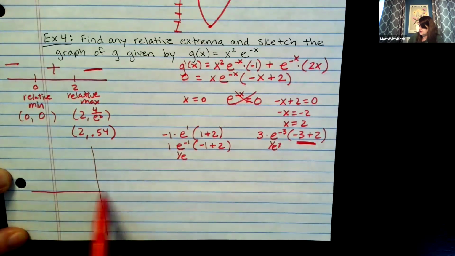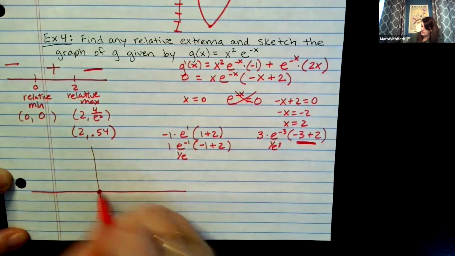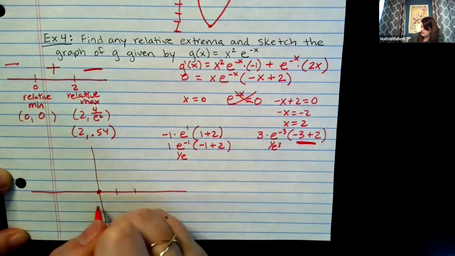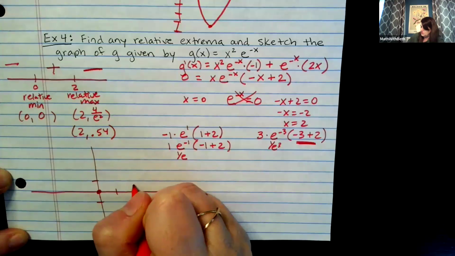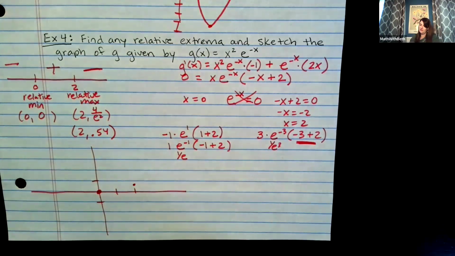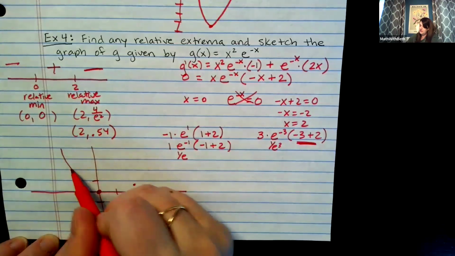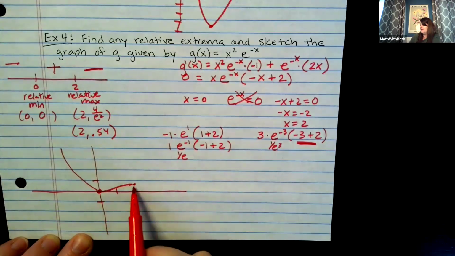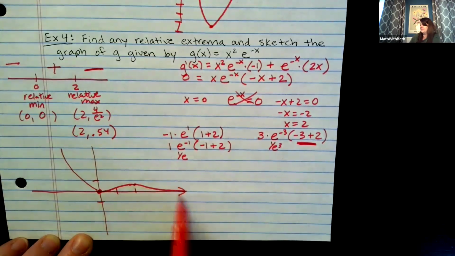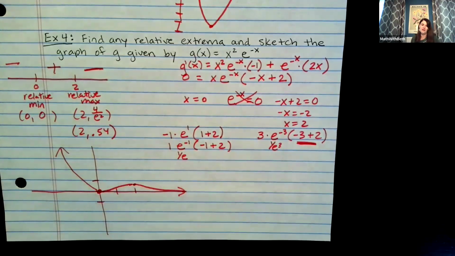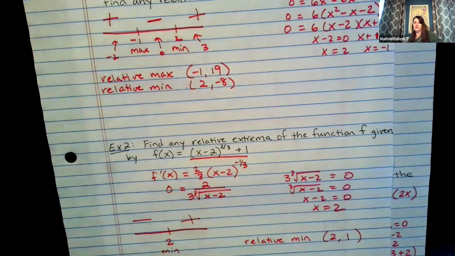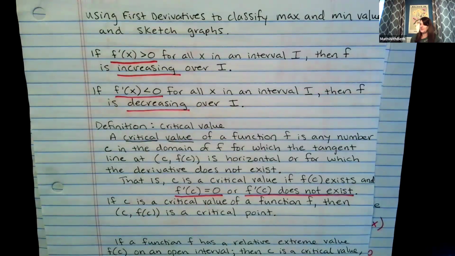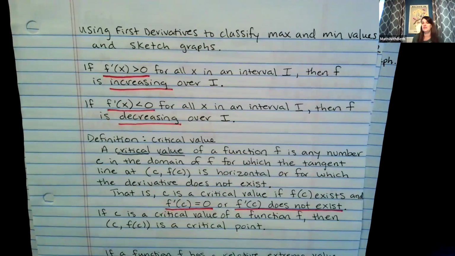So let's sketch a graph. So at 0, 0, something's happening, and at 2, about a half, something is happening. So we are decreasing till here, then increasing, then decreasing again. So something like that. So that is a general idea of how to use the first derivatives to help you find relative min and max, and also to sketch graphs.